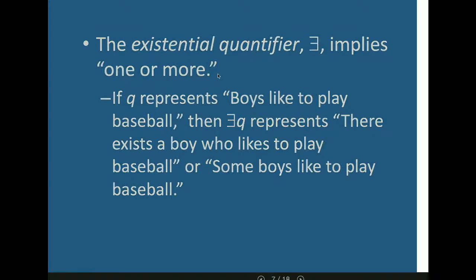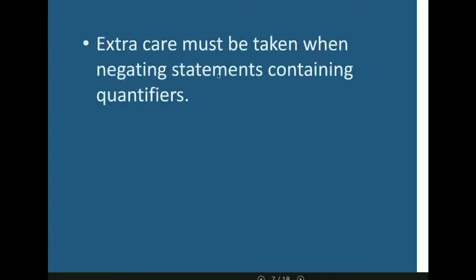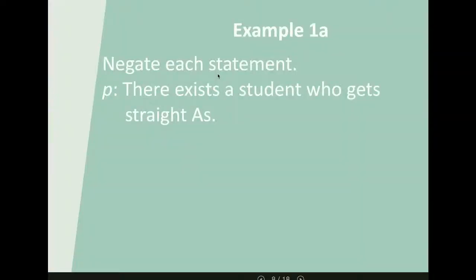And then we can actually negate these statements that have these different quantifiers, but we have to be careful when doing that. We're going to talk through a couple examples. Remember, the negation of a statement means the opposite truth value. So here we go. We want to negate the next few statements. It says there exists a student who gets straight A's. If we want to negate this, we have to make it false. Here it just says there exists a student. It means there's at least one.